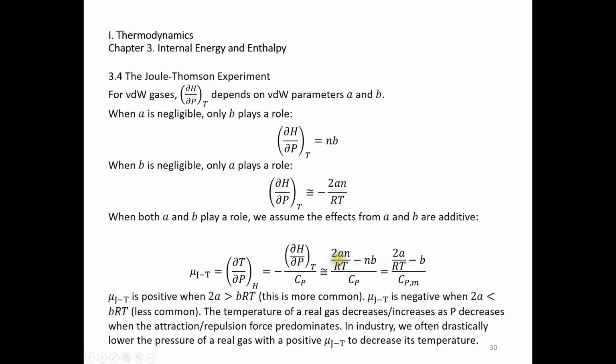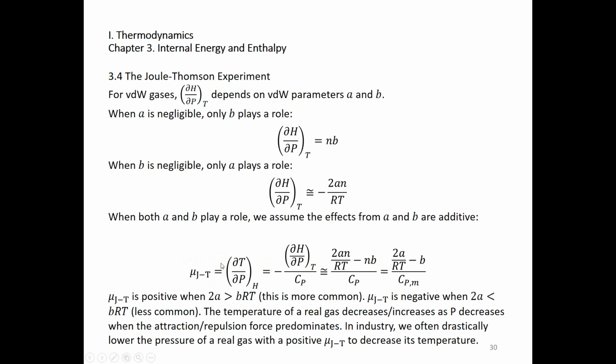Now both the top and bottom divided by n, the number of moles, we get this. It's going to be just 2A/RT minus B on top, CPM on the bottom. So now we can say this. Mu JT can be positive, 0, or negative. If 2A over RT is greater than B, mu JT is positive. If 2A over RT is equal to B, well, mu JT is 0. If 2A over RT minus B is negative, then mu JT is negative.